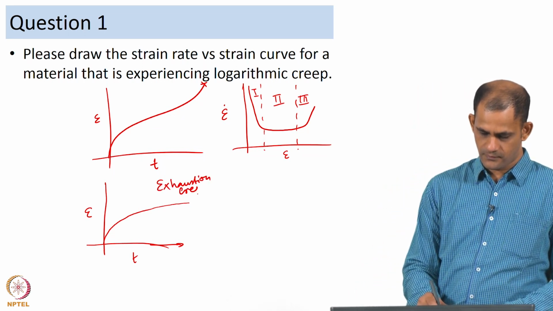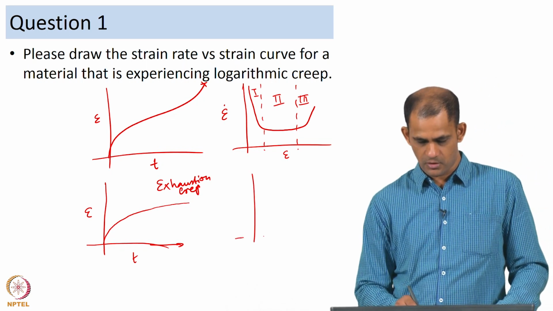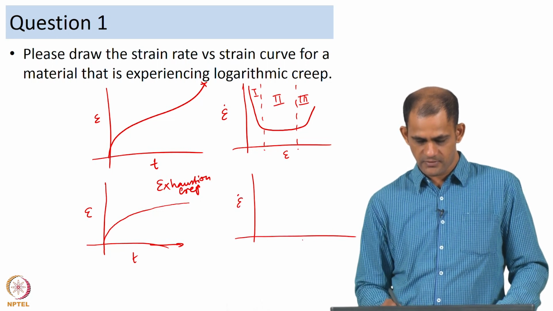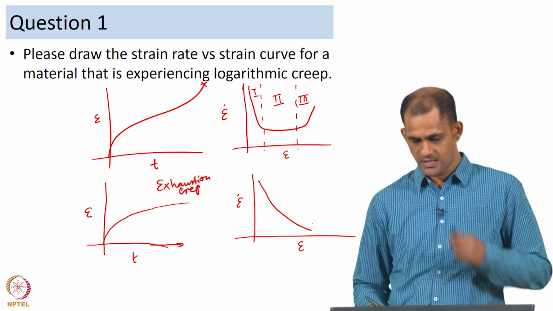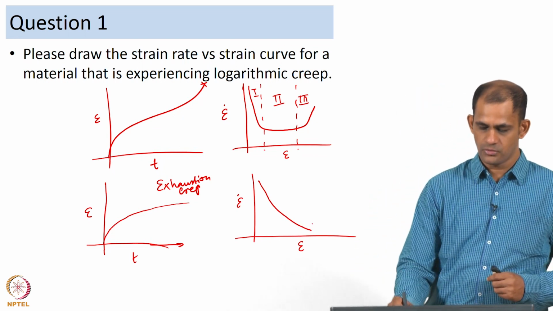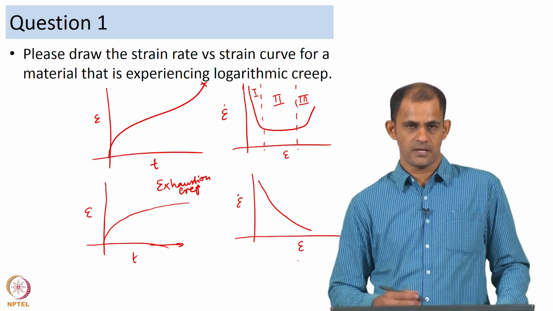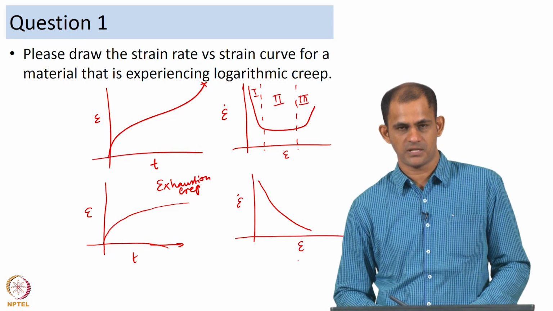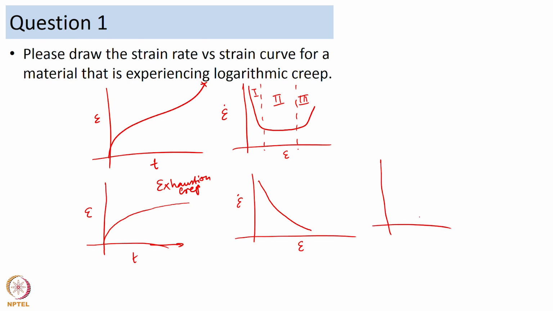So, the strain versus time would look like that. For logarithmic creep the strain rate versus strain curve would look something like that. It will continue to go down in strain rate as plastic deformation happens. That is how the strain rate versus strain would look for a material experiencing logarithmic or exhaustion creep. Alternatively, if you plot strain rate versus time, even in that case you will see something like that. So, that was question 1.